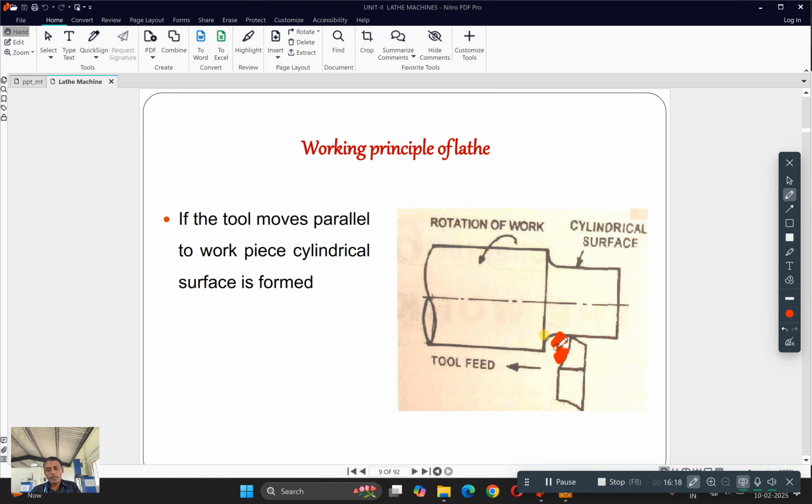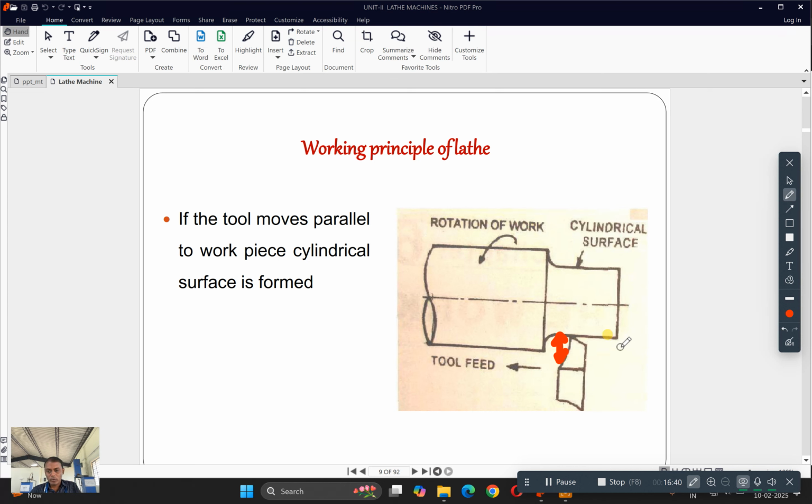So I am giving a certain depth of cut. Actually, you are seeing that here the depth of cut is very large, but practically we cannot give such a large depth of cut. So it is expanded for your easier understanding. Practically it will be a few millimeters, very small, 0.5 mm or 1 mm like that.